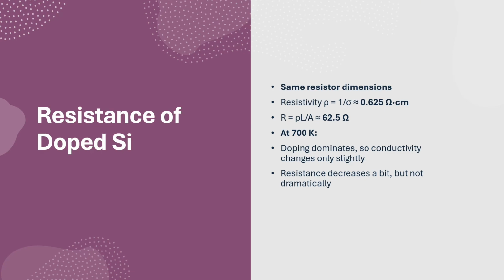So at 700 Kelvin, because this silicon is very heavily doped, the number of carriers is dominated by the dopant, not temperature. So the resistance still decreases slightly with temperature, but nowhere near as dramatically as intrinsic silicon. And that concludes the comparison between intrinsic and doped silicon.